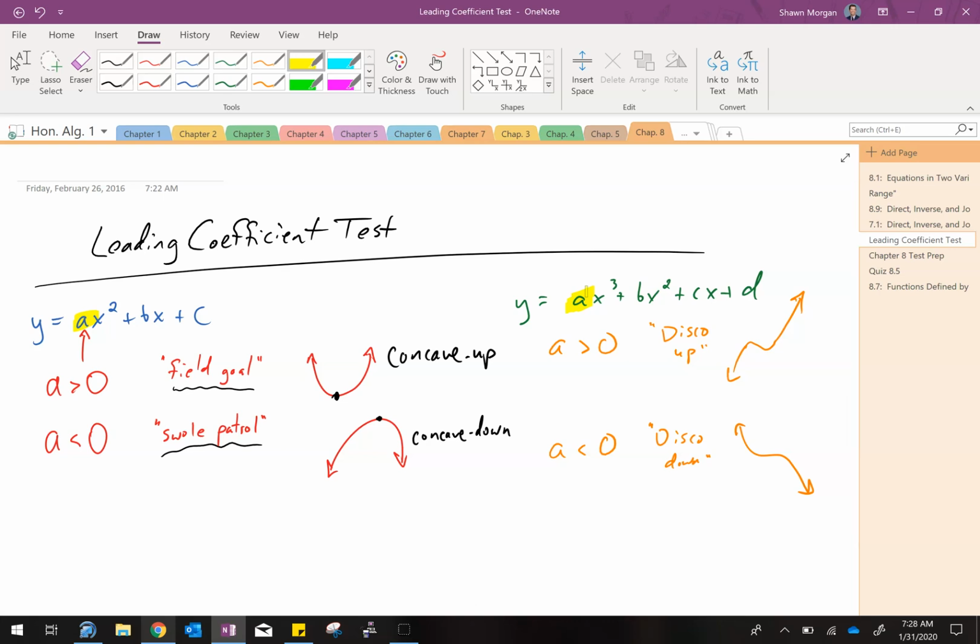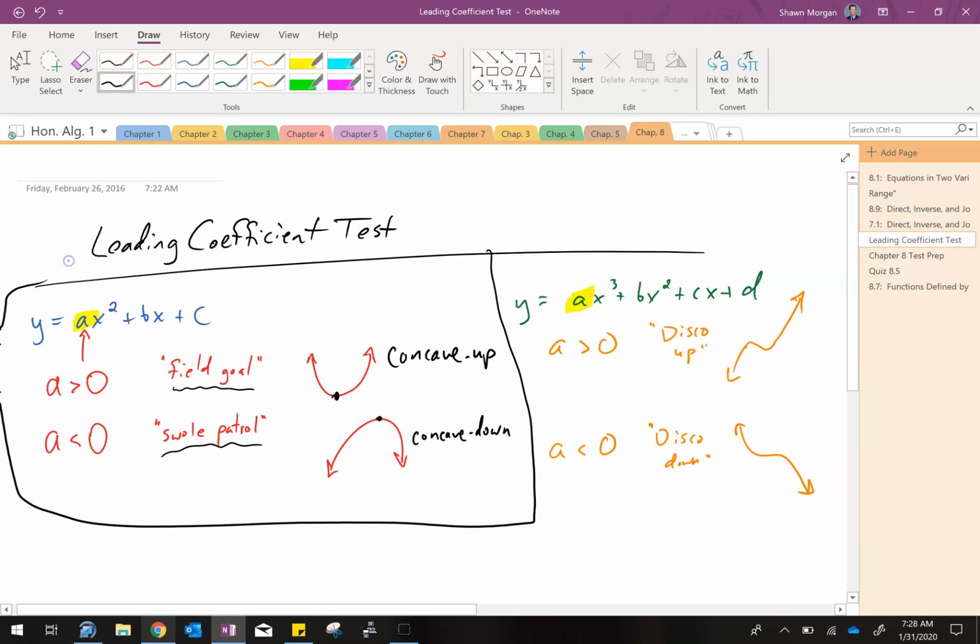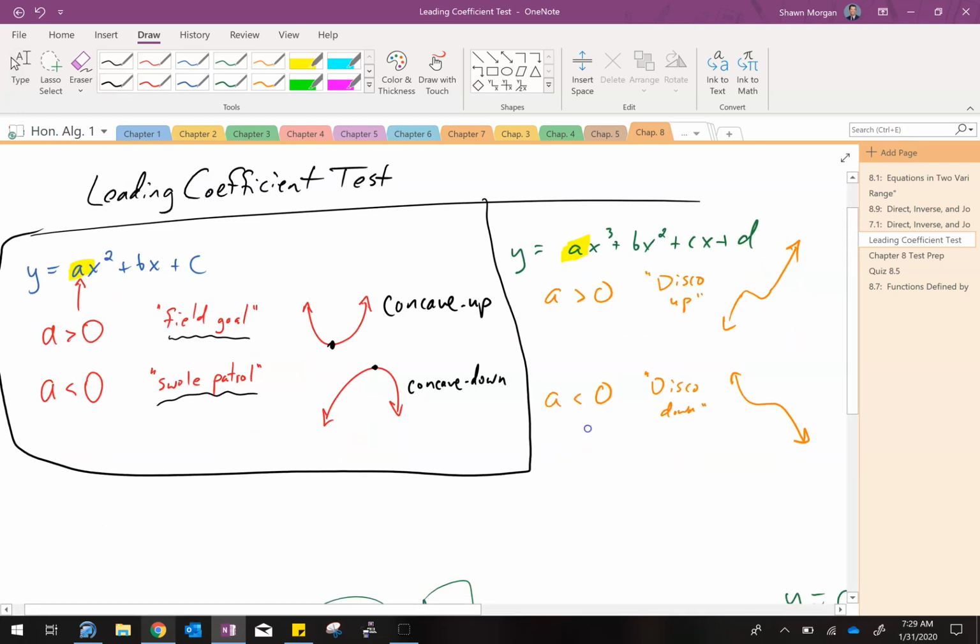And so I like to say it's kind of doing the disco. You know, like if you've ever seen those disco movies from the 70s, right? The disco is pointing up and to the right, down and to the left. That's when the leading coefficient is positive. And then up and to the left, down and to the right when the leading coefficient is negative. For you guys in Algebra 1, I want you to focus more so on the concavity here with parabolas. But as an extension, you can keep in mind any odd degree polynomial function works this way as well. Okay, this is what's called the leading coefficient test.